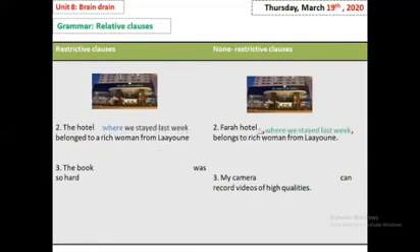But here, no. Farah Hotel, where we stayed last week, belongs to a rich woman from La'youn. So if we omit this, the sentence still has a meaning. Farah Hotel belongs to a rich woman from La'youn. The other example, my camera can record videos of high quality.